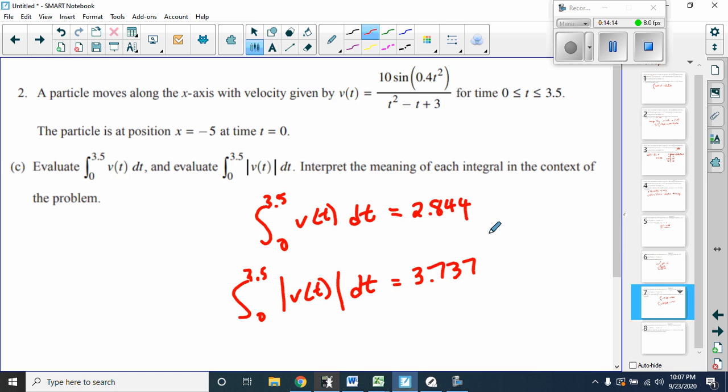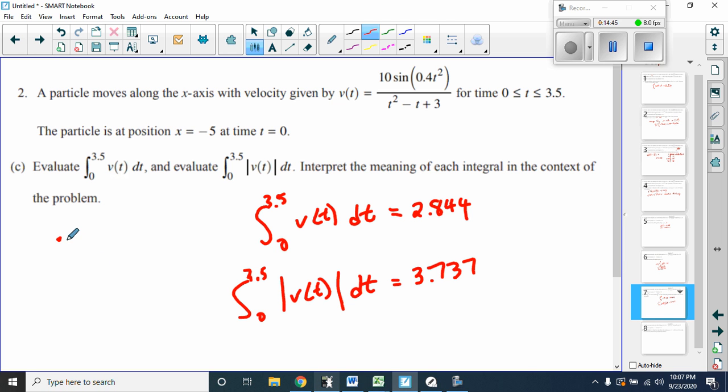So the difference between these two, we actually just talked about a minute ago what this means. This would be the change in the particle's position from time 0 to 3.5. Whereas this, because we're taking the absolute value, it doesn't matter if velocity is positive or negative. It's going to count all that as positive. So this is the total distance that the particle traveled starting at time 0 and ending at 3.5.